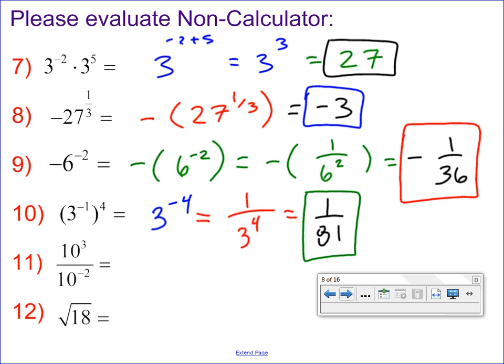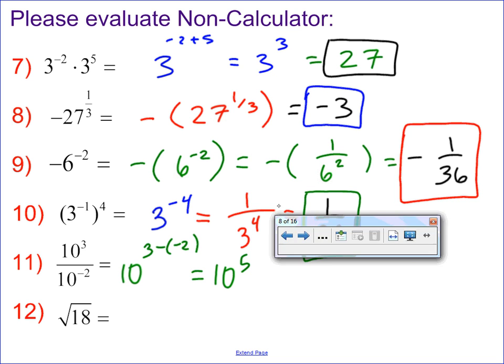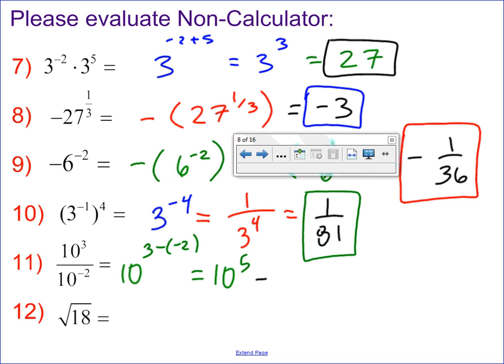A quotient of powers can be simplified by taking the top exponent minus the bottom exponent, so long as the powers have the same base. In this case, it's both 10. 10 to the 3rd over 10 to the -2 is the same as 10 to the top exponent minus bottom exponent. So 3 minus the -2 is the same as 10 to the 5th. And so I know that's 1 followed by 5 zeros. Let's see what that looks like. 1, 2, 3, 4, 5. Looks like 100,000. My goodness gracious, 100,000.